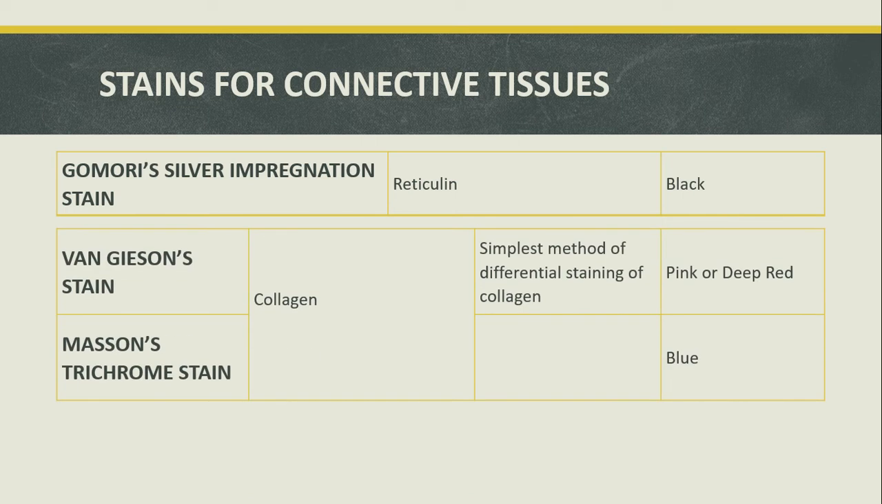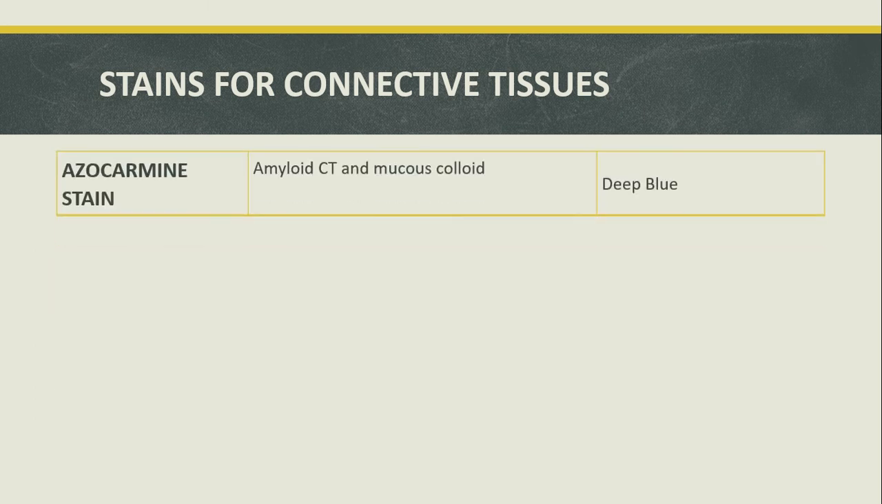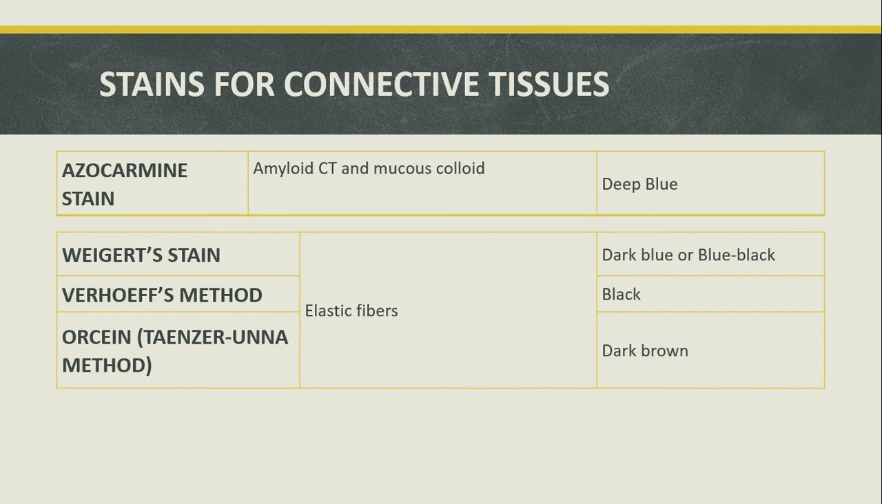Next are the stains for collagen. The Van Gieson stain, which is the simplest method of differential staining for collagen, and the Masson's trichrome stain. The Mallory's aniline blue is a stain for collagen, reticulin, and hyaline, so it is not differential and specific for collagen. Next is the azocarmine stain, which is used for amyloid and mucus colloid.